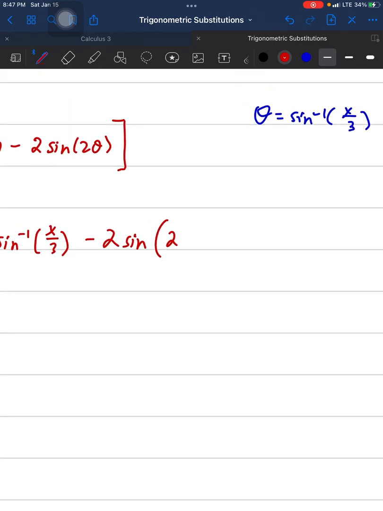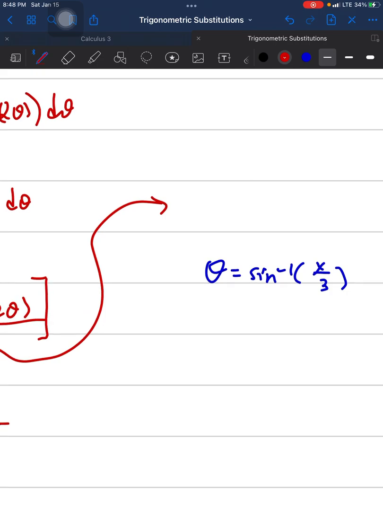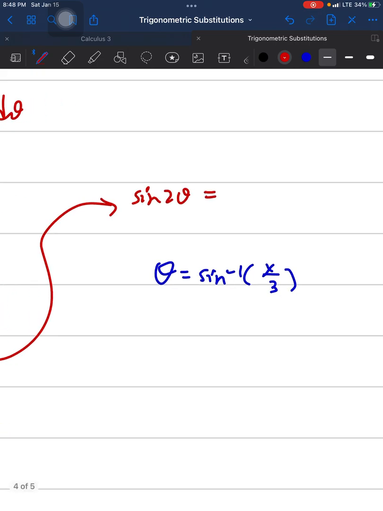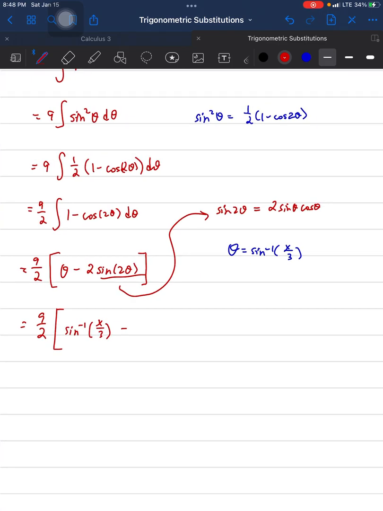sine 2 theta. So this is going to get a little confusing. So what we're going to do is make this sine 2 theta into another trig identity. We're going to substitute it with another trig identity. The trig identity we're going to use is sine 2 theta is equal to 2 sine theta cosine theta.